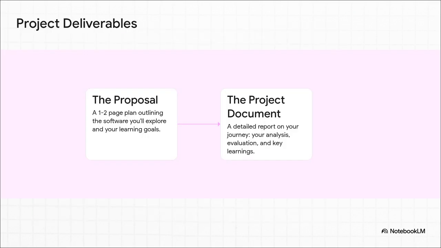And the project itself is broken down into 2 really clear, manageable parts. First, there's a simple 1- or 2-page proposal where you just map out what you want to dig into. And second, there's the final project document, which is basically a detailed report on your journey, what you tried, what worked, what didn't, and what you learned along the way. It's a very structured and supportive approach.